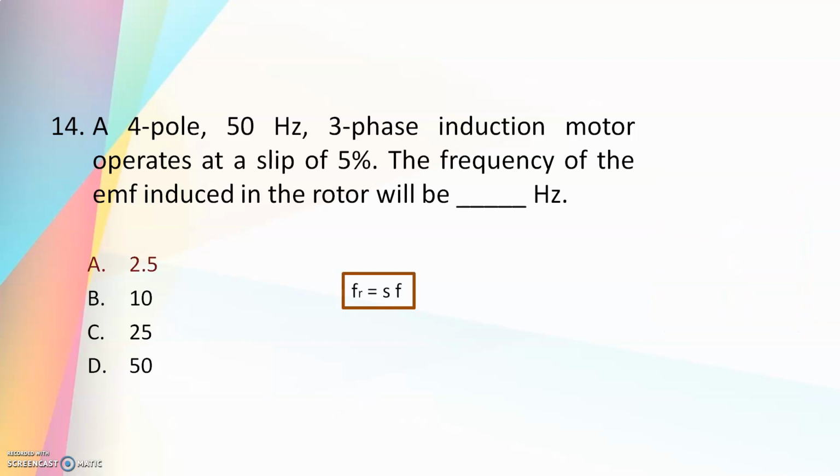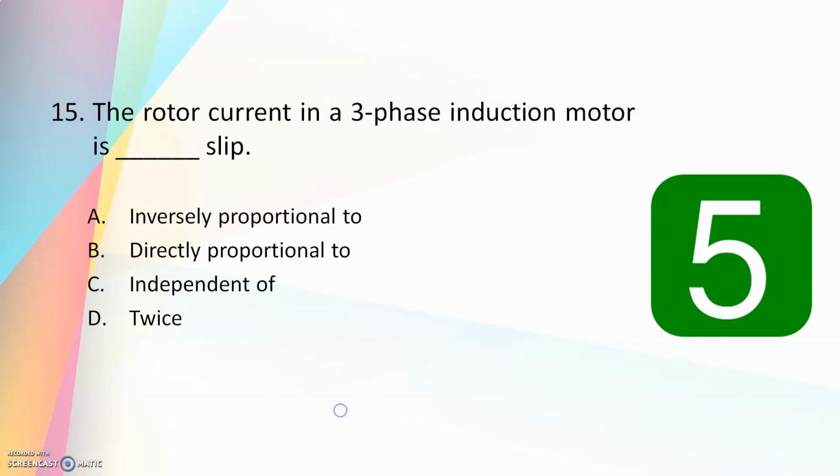And the answer is 2.5. That was a simpler question, because the rotor frequency is equal to slip times the stator frequency, and the slip is also given, and the frequency is given as 50 Hz. Slip here you have to take as 0.05. Actually it is given in percentage, but in calculating the frequency you have to use it as 0.05. That is the only thing you have to remember.